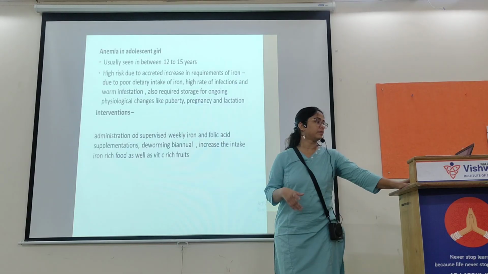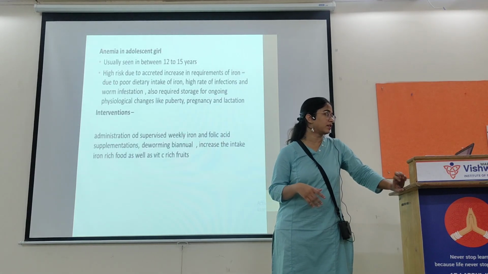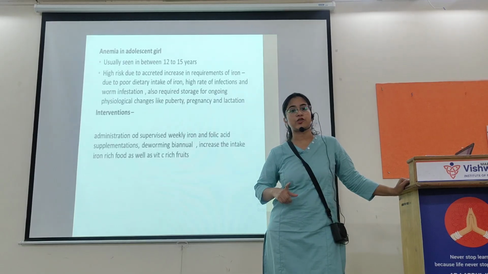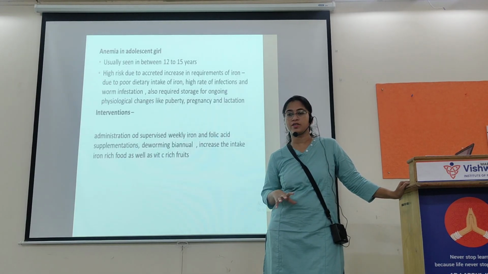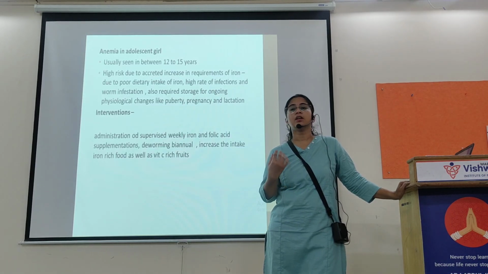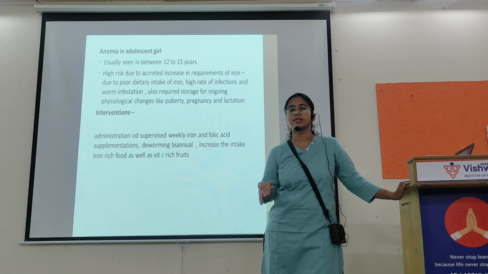Maggi or ready to eat pastas, ready to eat curries, so it must be reduced. Okay, then next is the anemia in adolescent girls. So usually seen between 12 to 15 years, that is the age of puberty. The main cause is nutritional deficiency, and the second cause is the starting of the periods or the menstrual cycle.